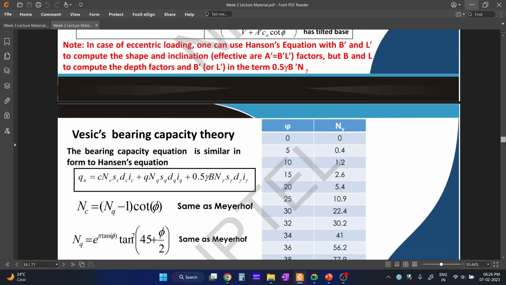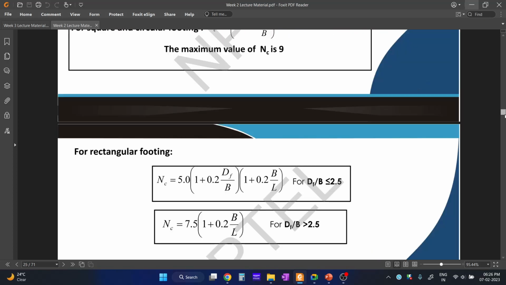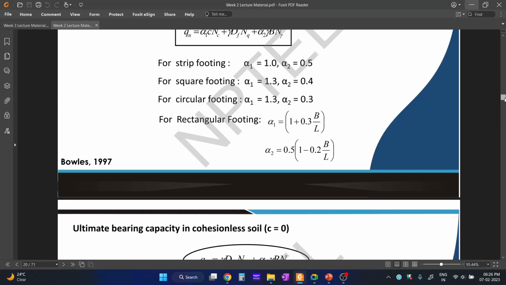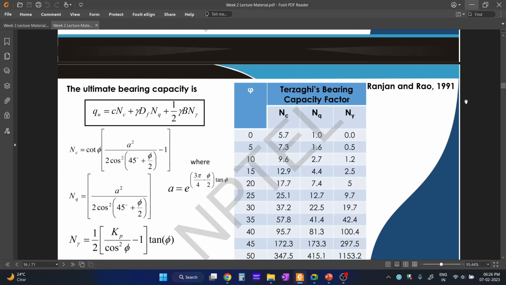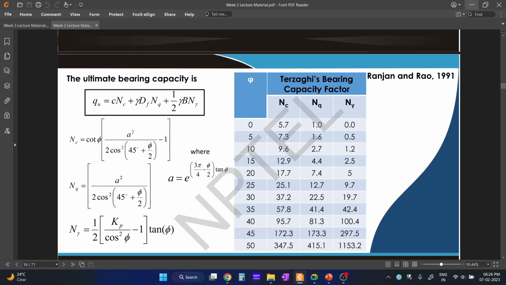What was our phi value for the last question? For this question, I think it is 35 degree, right? Yes, sir, 35 degree. For 35 degree, please refer to the chart and you can see the corresponding bearing capacity factors.